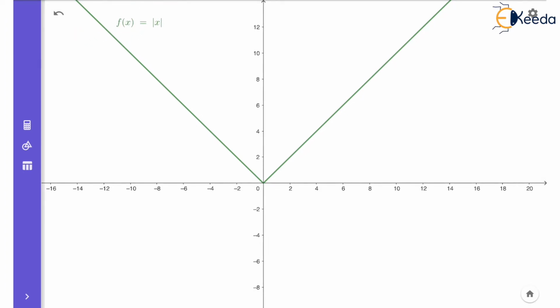The graph of the modulus function will be of this nature, where we can see that on the positive side of x, y will become x, whereas on the negative side of x, y will become negative of x to make it a positive value. So in that case, we can see that this mod value will always be positive whether we go for the positive side of x or the negative side of x.